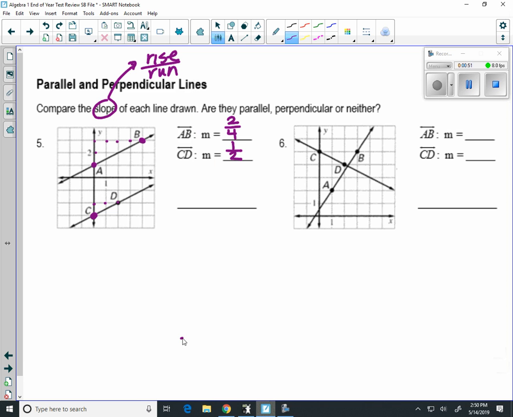So if you're not comfortable with reducing fractions, you can absolutely get the decimal approximations, or the exact decimal, which that is. And then you can say, okay, if they have the same slope, they're parallel.